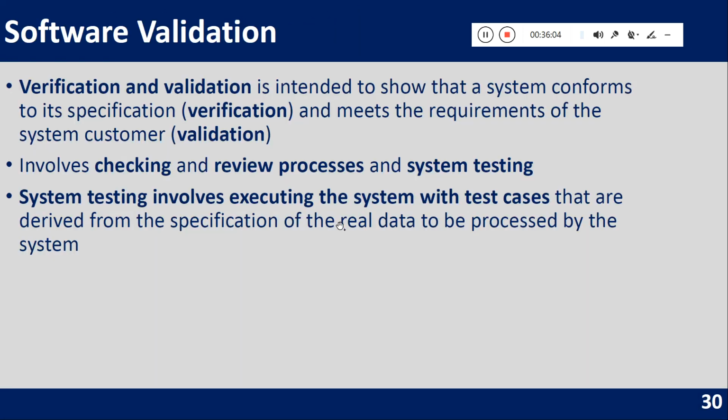And then it comes to testing. Software verification and validation is intended to show that the system conforms to its specification. Verification is whether the system meets the requirements, and validation is whether it meets the customer's needs. It involves checking and review processes and software testing. Software testing involves executing the system with test cases derived from the specification of the real data to be processed by the system.